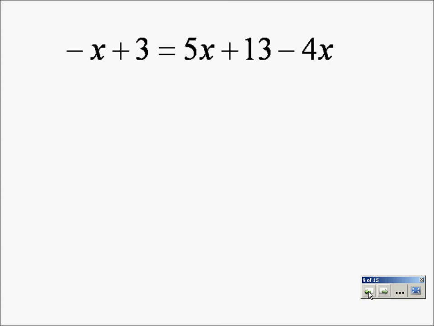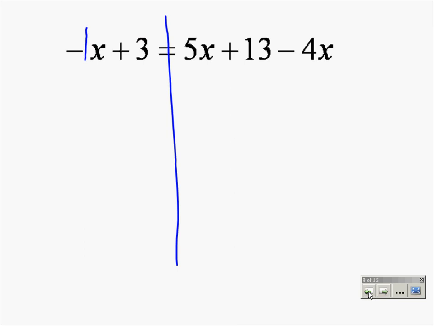Negative x plus 3 equals 5x plus 13 minus 4x. Here the variable is x. I notice that I have lots of x's, so I'm going to draw my line down my equal sign so I can make sure I do things on both sides. This time I'm going to start over here on the left. I have this negative x. I know there's an invisible 1 there, because 1 times anything is itself. So I'm going to put that there.